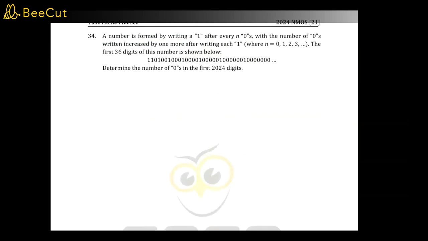Question 34. So the first group has 1 digit, second group 2 digits, third group 3 digits, then 4 digits, 5 digits, 6 digits, 7 digits, and 8 digits. Right. This one is testing you on triangular numbers. Total is 2024. So first we know that 1 plus 2 plus 3 all the way to 63 equals to 2016.